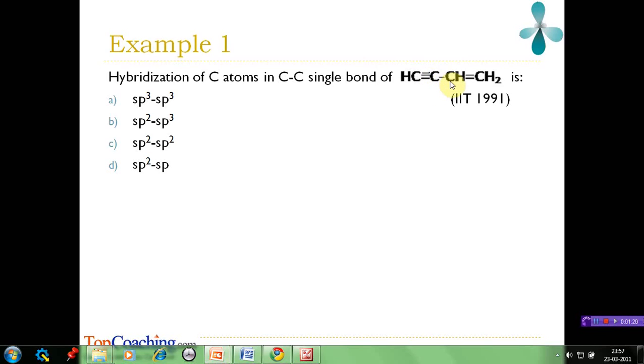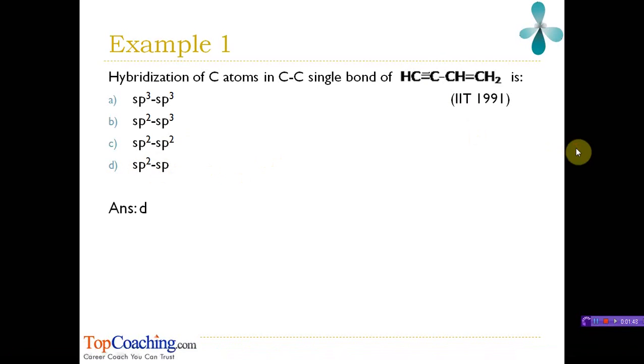The second carbon atom forms one double bond that is equivalent to one electron pair. Second bond with hydrogen, so the total becomes 2 electron pairs, and third bond with this carbon atom, so the total is now 3 electron pairs. So it should be sp2 hybridized. So our answer is sp2 hybridized. So our answer matches the last choice, so it will be D, that is sp2 sp.